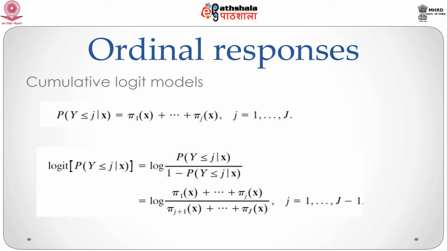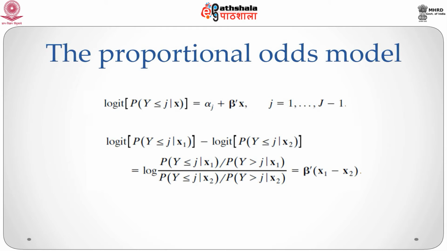Now noting that we can recover the individual pi's as the differences of the corresponding cumulative logits, it is possible, though not simple, to get the maximum likelihood estimator as before. A particularly simple model for ordinal responses is the proportional odds model. The proportional odds model is specified by logit of probability y less than or equal to j given x is equal to alpha_j plus beta prime x. So note that beta no longer has a suffix j.